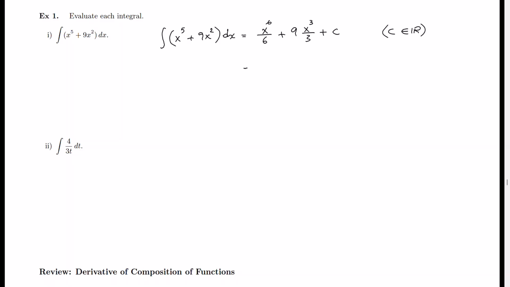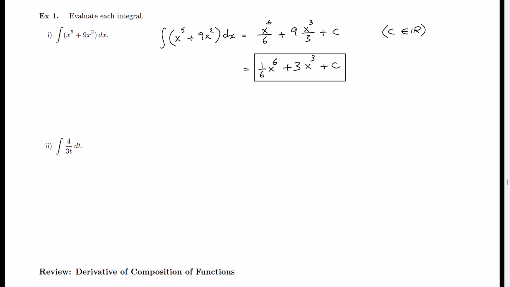Now, this is the final answer, except we could just simplify it a little bit further. So I'm going to spend a little bit of time here cleaning up the middle fraction. So I'll end up with 1/6 x to the power of 6. And I know that 9 divided by 3 is going to be 3. So this is going to be 3x cubed. And finally, plus c. So this is the final answer for that first part.